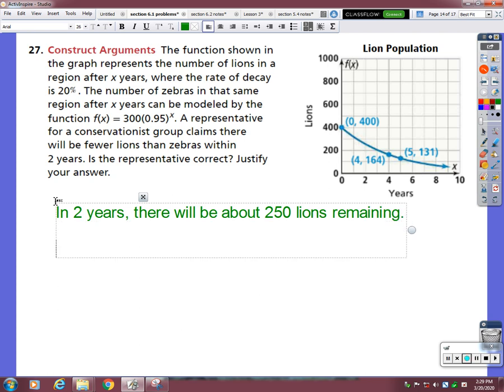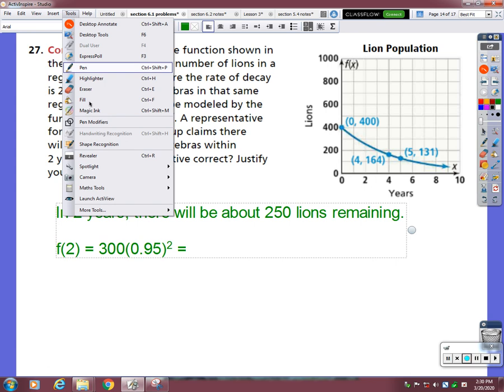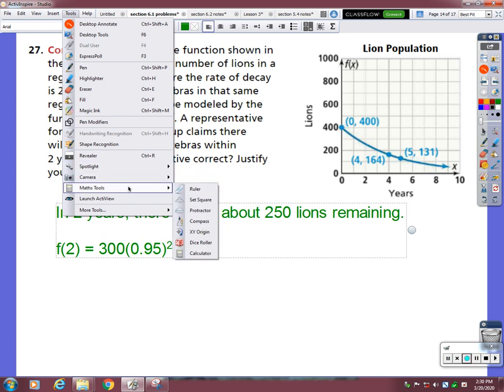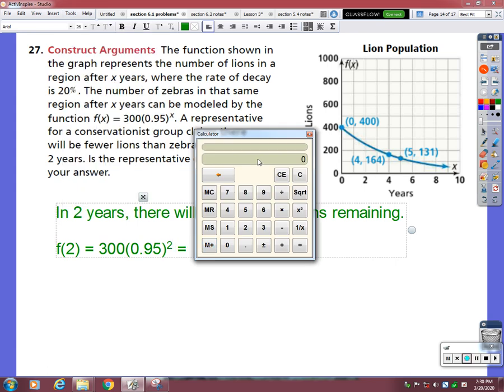Okay, let's see how the zebras are doing. So for the zebras, I'm going to plug 2 into their function. So that means I'm going to go 300 times, it'd be cool if this was a calculator. I suppose this probably has a calculator on it. I'll have to check that out. I'm going to go to the second power. Is there a calculator tool? Tools. Probably under math tools. Hey, shiver my timbers, what do you know?